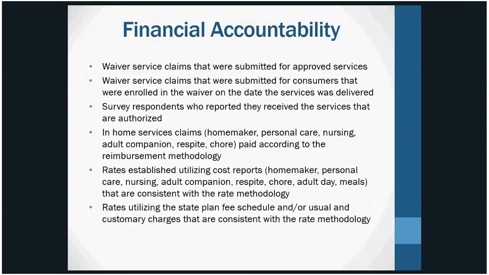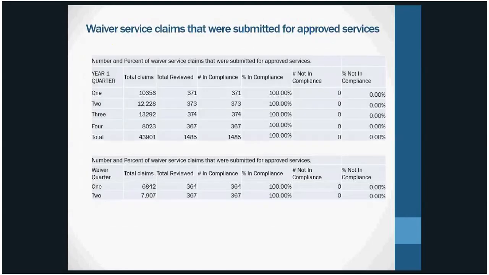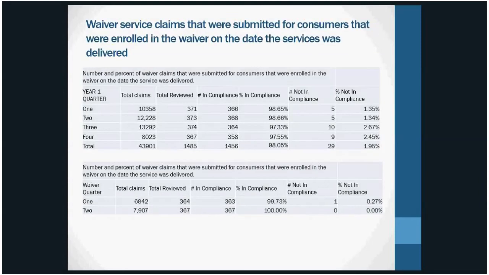Financial accountability performance measures: waiver service claims that were submitted for approved services. There were a total of 7,907 claims. Out of those, we reviewed 367, and all 367 were in compliance with this performance measure, so that's great. For waiver service claims that were submitted for consumers that were enrolled in the waiver on the date the service was delivered, out of 7,970, we reviewed 367, and again, all of those were in compliance.